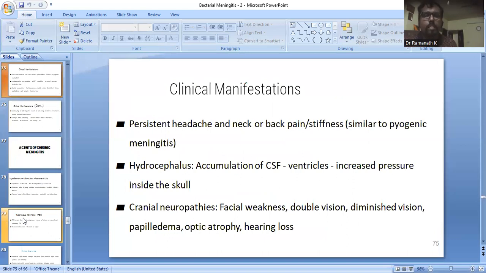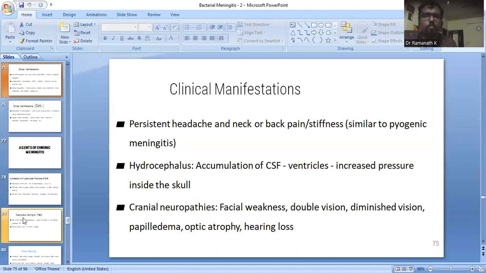What are the clinical manifestations? It is almost similar to that of acute bacterial meningitis: persistent headache, neck or back pain, and stiffness of the neck. That is a common thing you can notice. As I told, it is similar to pyogenic meningitis. Sometimes accumulation of CSF in the ventricles leads to hydrocephalus, which in turn leads to increased pressure inside the skull, and the clinical manifestations are shown because of this hydrocephalus condition.